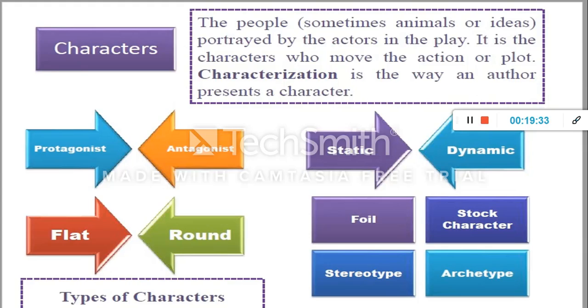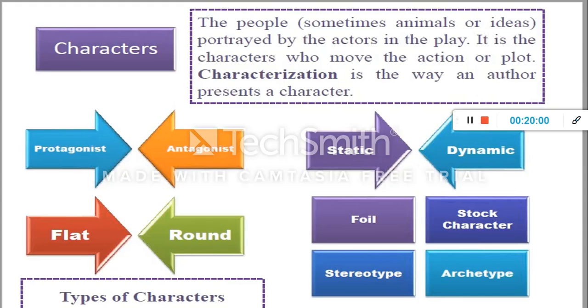Among the literary terms that I said we are going to explain later, characterization is one of the points that we will mention some more details about. But for the time being, just know that characterization is the way that characters are presented, or portrayed, by the author.